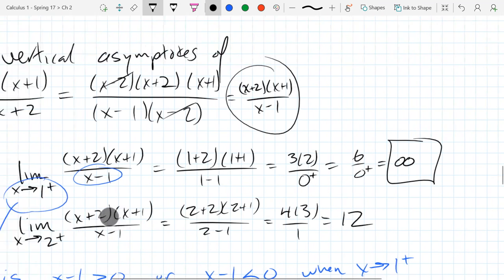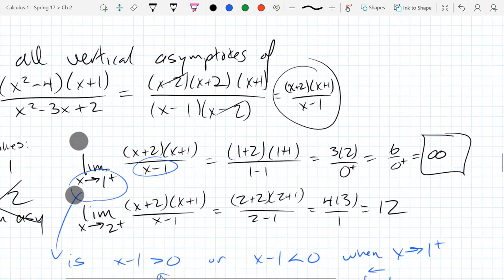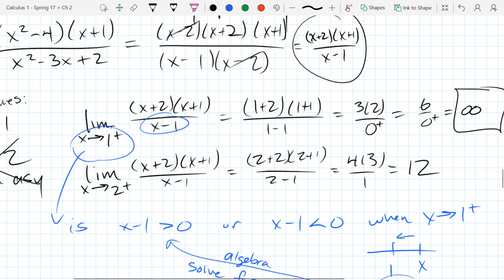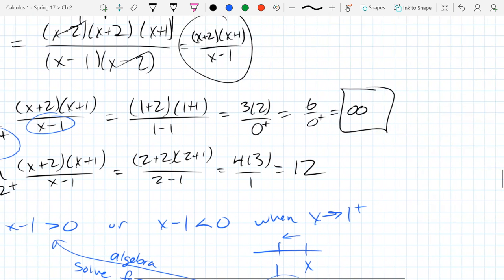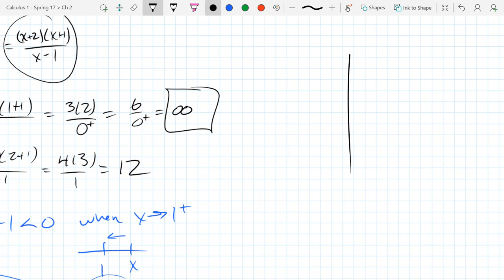We are going to turn this into a graph. The only thing I can really graph off this, if I really quickly turn this into a graph, is x equals positive 1. On the right side it was positive infinity, so I can fill in the right side of the vertical asymptote. That's about all I know.